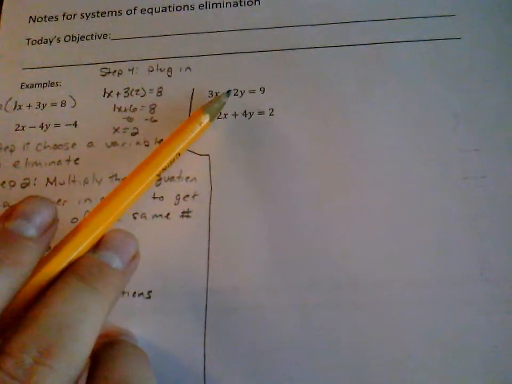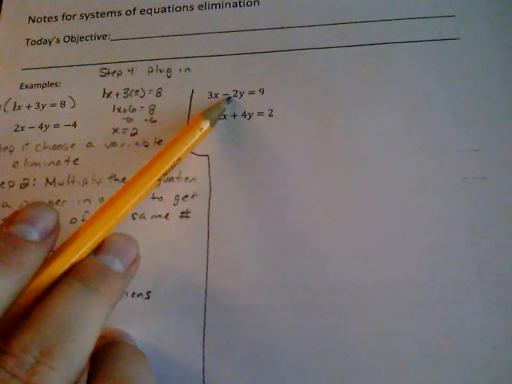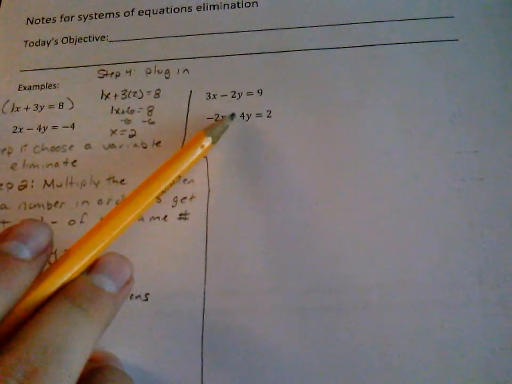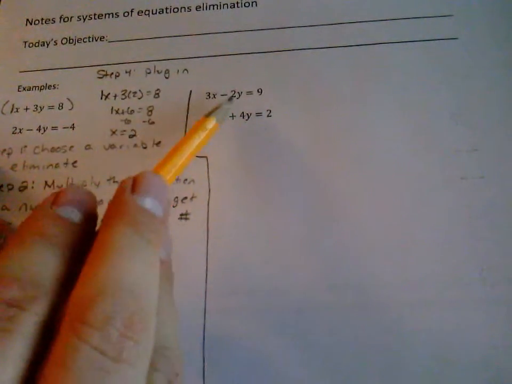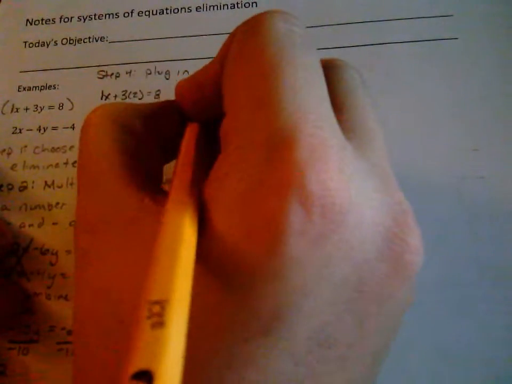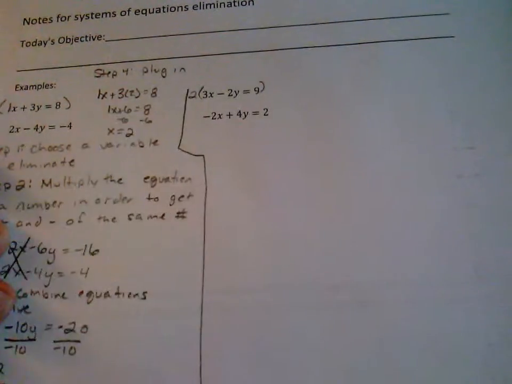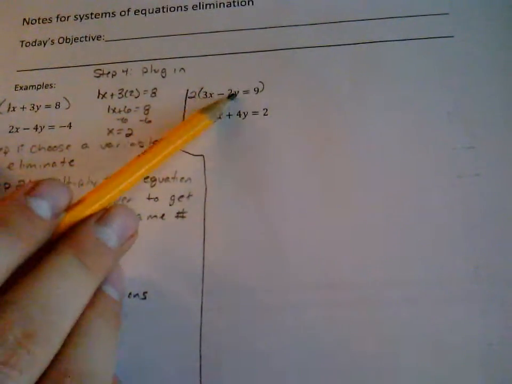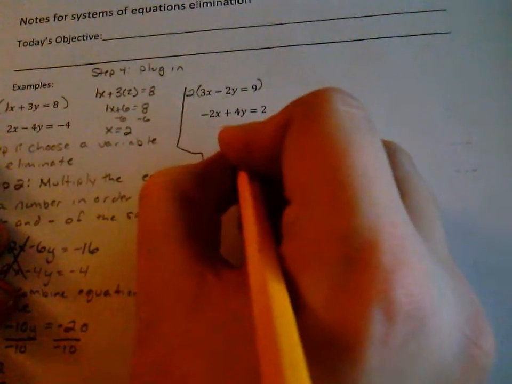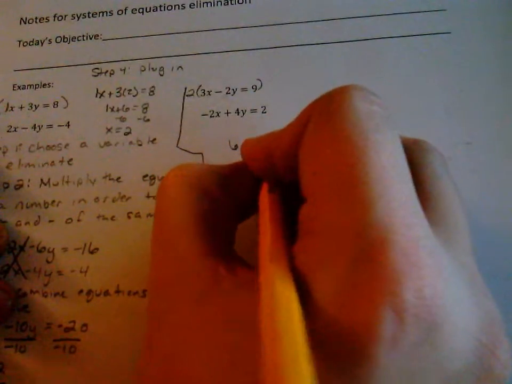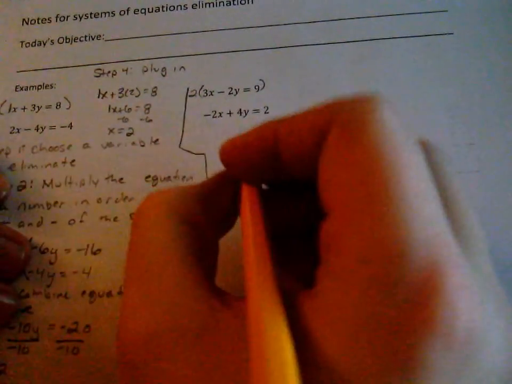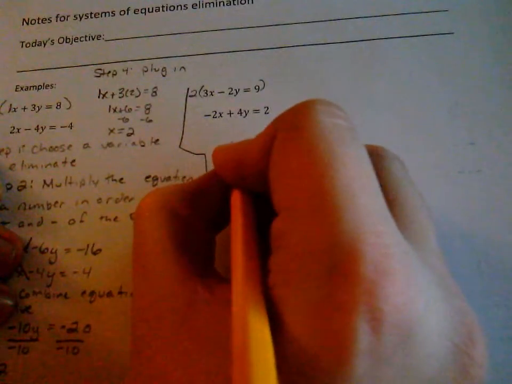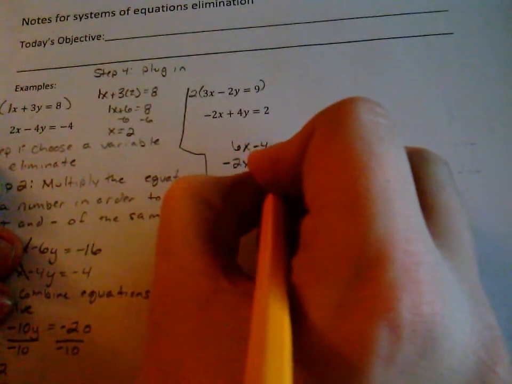So we're always going to multiply the equation with the smaller number, this 2. We're not going to multiply this one. It's the smaller one we multiply. So to get to 4, I have to multiply this 2 by 2. Okay. Then multiply all three numbers here. So it becomes 6x minus 4y equals 18. This guy right here didn't change, so we're just going to rewrite him: 2x plus 4y equals 2.